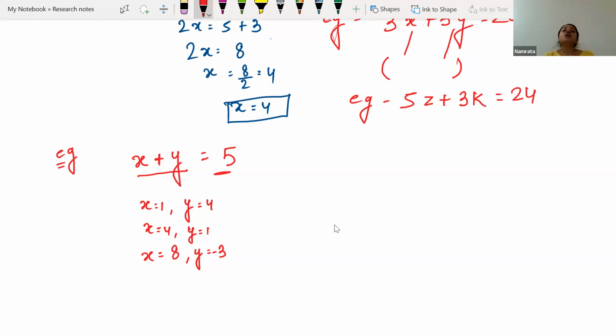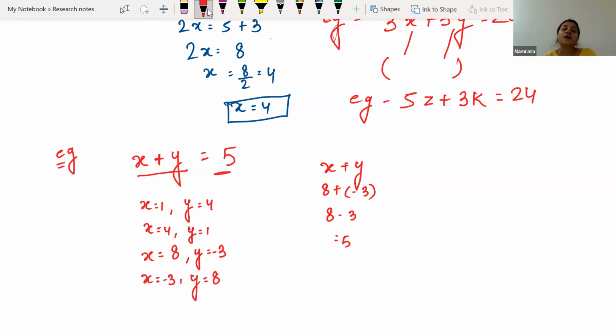While solving the linear equation in the previous class, you have seen the x value can be anything. It can be 5 by 3, 2 by 3, 7 by 2. It can be anything, right? So here, can we say the x value is 8 and the y value is minus 3? Since we have x plus y, 8 plus of minus 3, that is 8 minus 3, is making 5, and hence it is making our equation valid. We can also say the x value can be minus 3 and the y value can be 8.